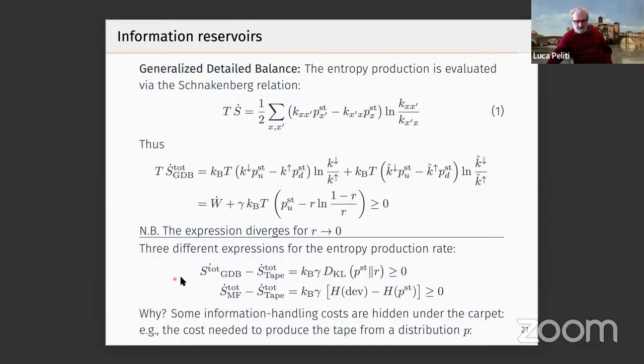The difference between this expression and the one we obtained by considering the system as a tape can be interpreted, apart from kB and T and gamma, as a quantity called the Kullback-Leibler divergence between the steady state probability of the system and the state of the incoming tape, or if you like, the probability distribution of the device with which the system interacts.